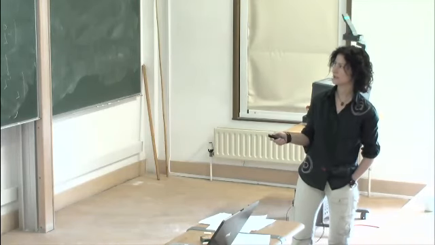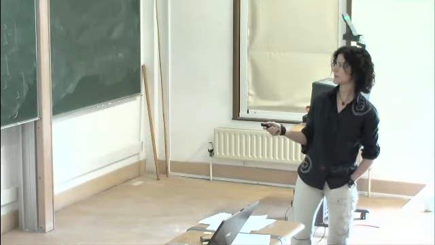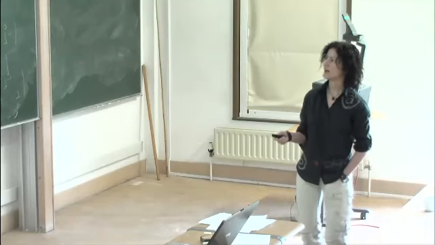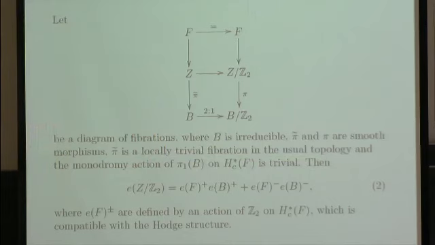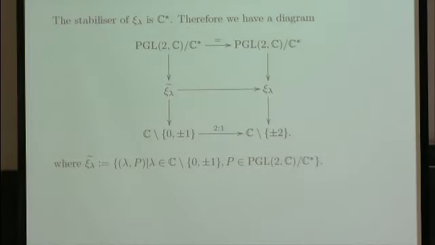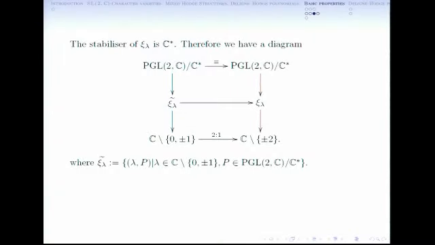Also, checking that with this assumption on the monodromy, the monodromy of this one factors through Z_2 on the cohomology of the fibers here. So then let's go to our case, the diagonal matrices. The stabilizer of them is C star. So we have this diamond, and the maps are the following.